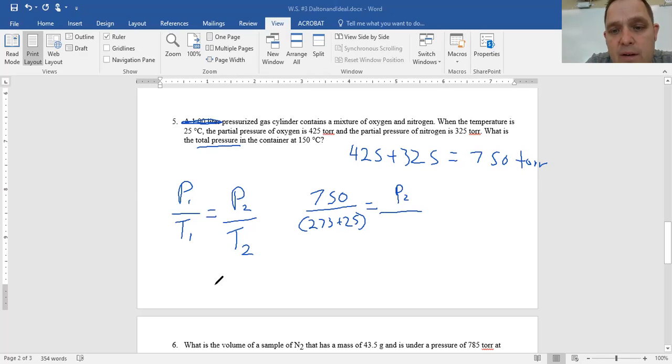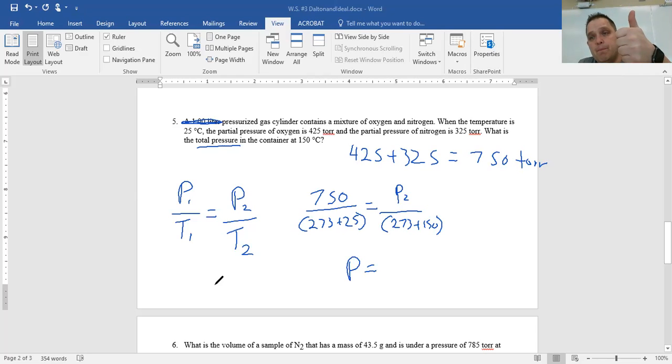And then we raised it, it says at 150, so 273 plus 150. And when I did my calculations, I get that new pressure. Now, even before, we should probably think about this.